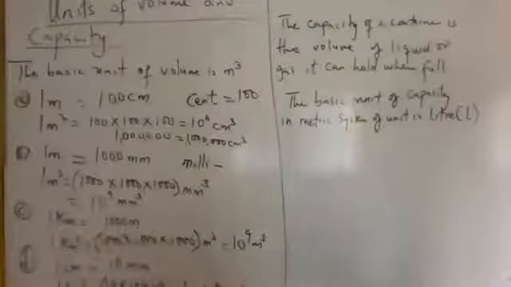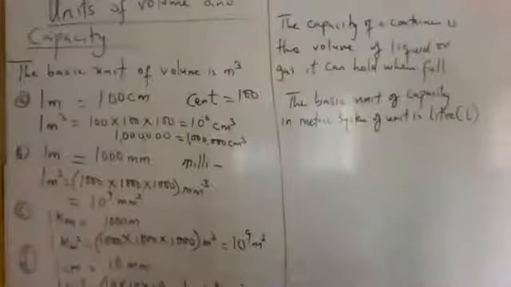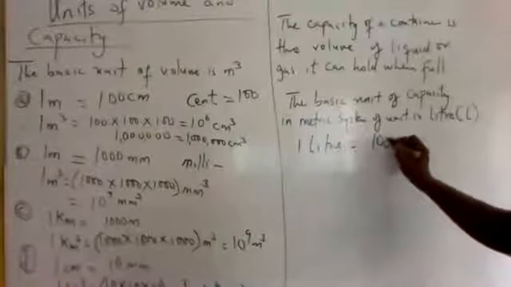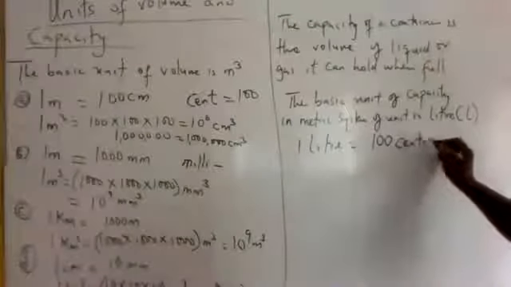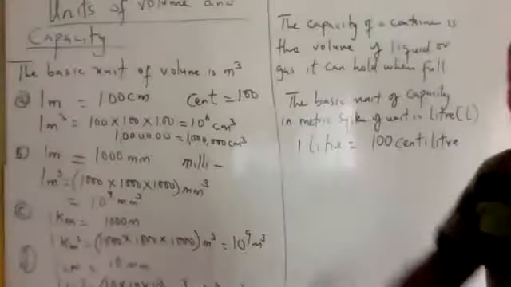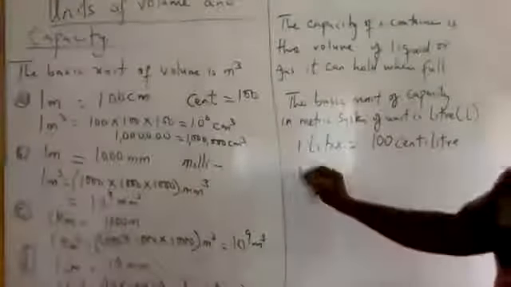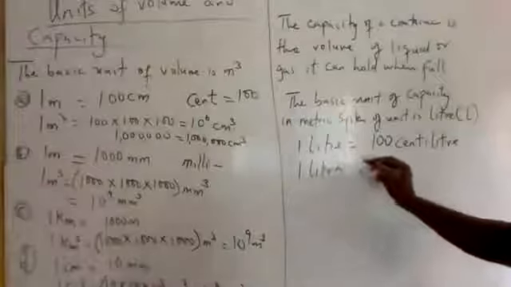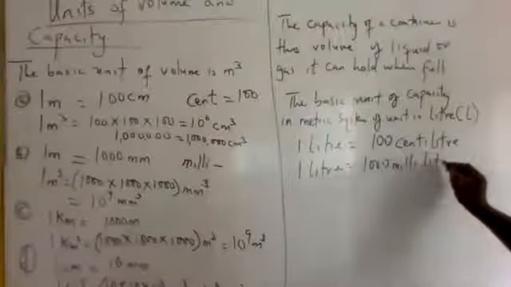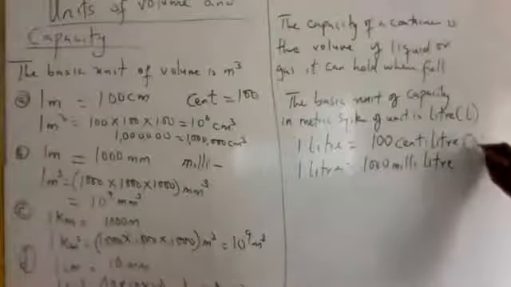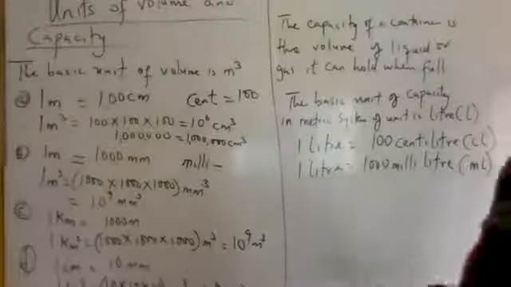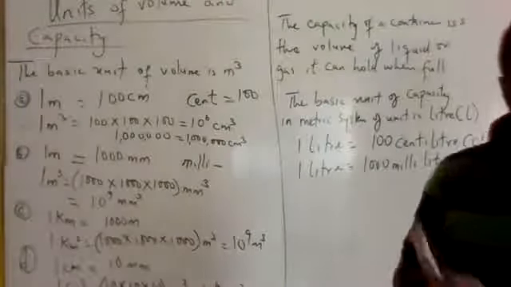Liter. And it's denoted with the letter L. So now you should know that 1 liter is equal to 100 centiliter. Liter, I didn't say meter. And 1 liter is also 1000 milliliter. That is CL and ML.